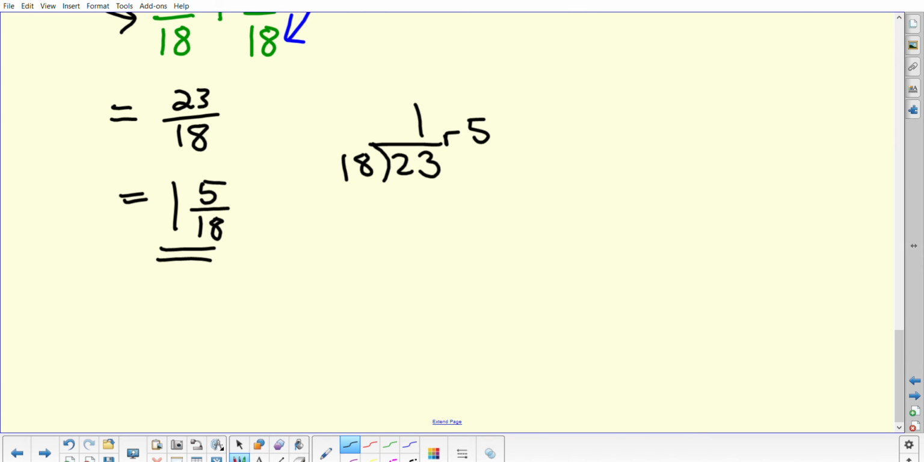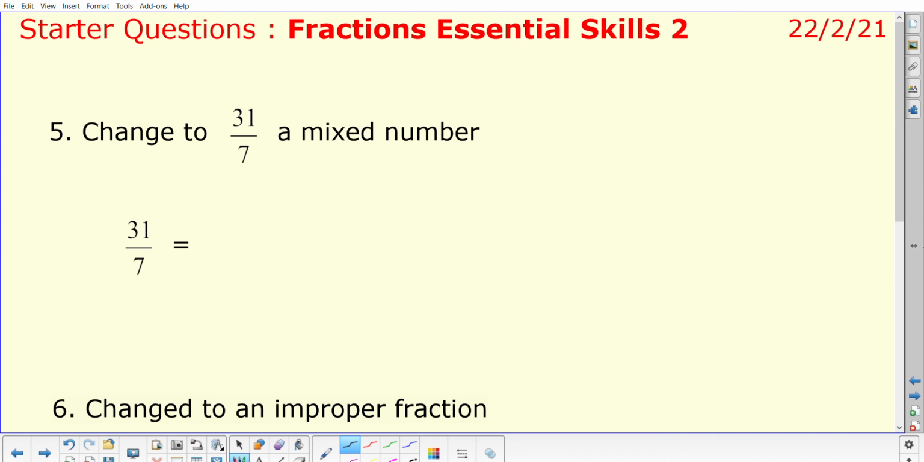It is okay to leave your answer as 23/18, but it's good practice to interchange between mixed numbers and improper fractions, which is what you're asked to do here. So question 5, change 31 over 7 into a mixed number. So we're going to do 7 into 31. 7 goes into 31 4 times. 7 4s are 28. So you're then left with 3 as your leftover number.